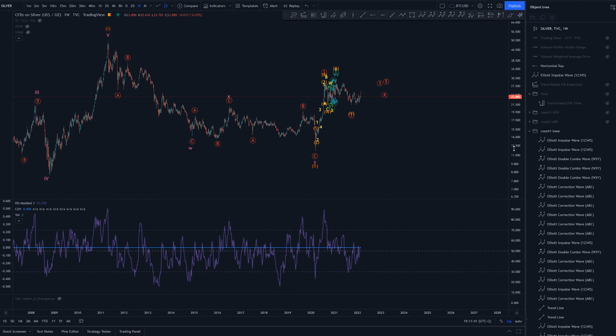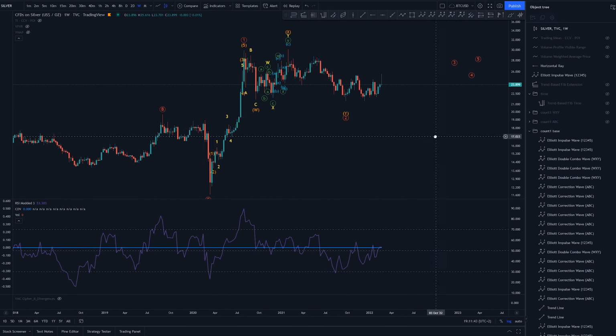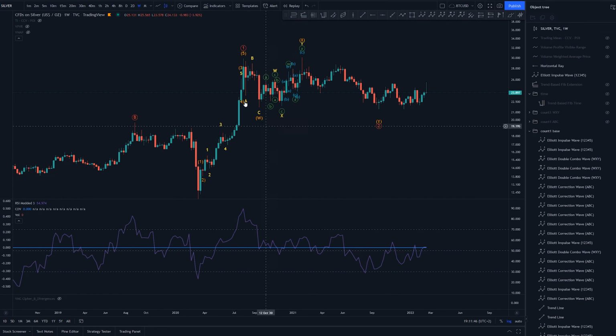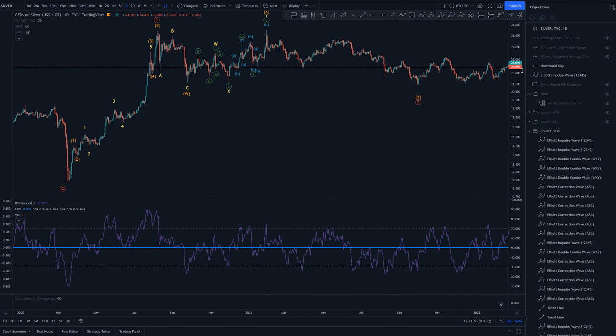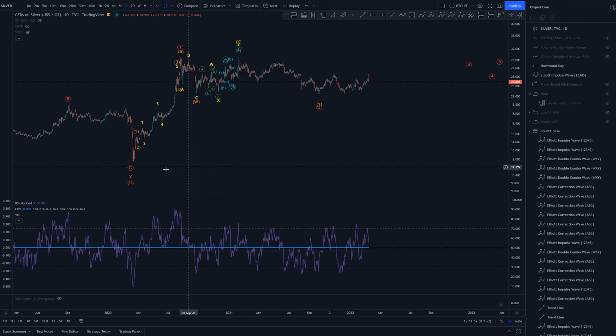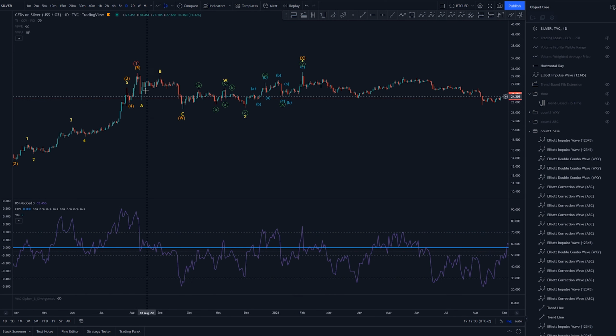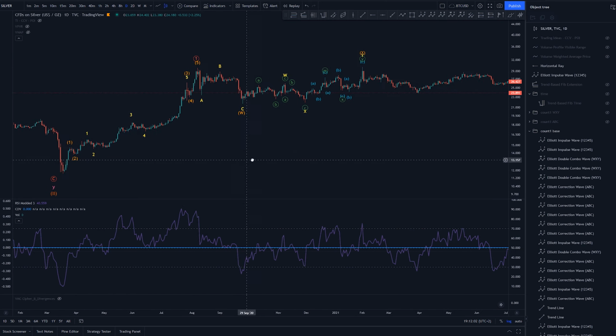Okay. Now that we've got that degree issue out of the way, we can look into the count more. So how I've labeled this is just basic 1, 2, 3, 4, 5 and subwaves 1, 2, 3, 4, 5 up to the third. We've got nice divergence here on the third and the fifth.